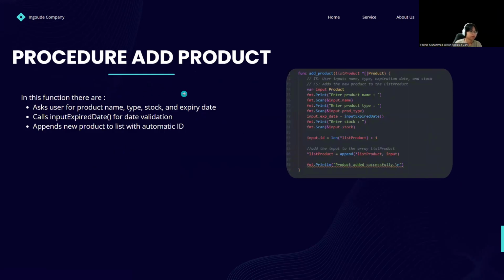And then we have procedure add product. In the parameter, we have a product pointer array product. In this procedure, it asks the user for product name, type, stock, and expire date, and then calls input expire date for the date validation, and then appends the new product to the list with an automatic ID.